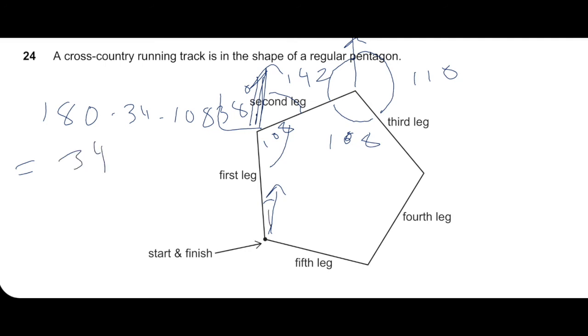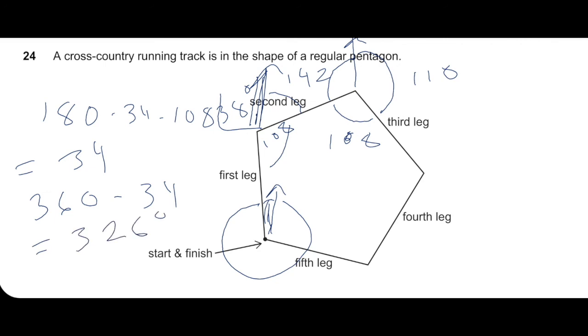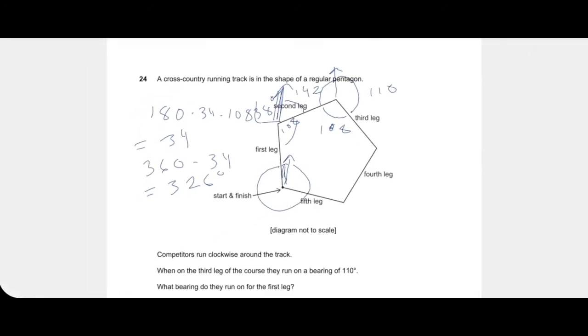That's that small little sliver over here. And we want to work out the bearing for the first leg, so we need this entire angle. So 360 minus 34 is equal to 326 degrees. And that is the answer to question number 24. And therefore, the answer to this question is H. That's question number 24 completed.